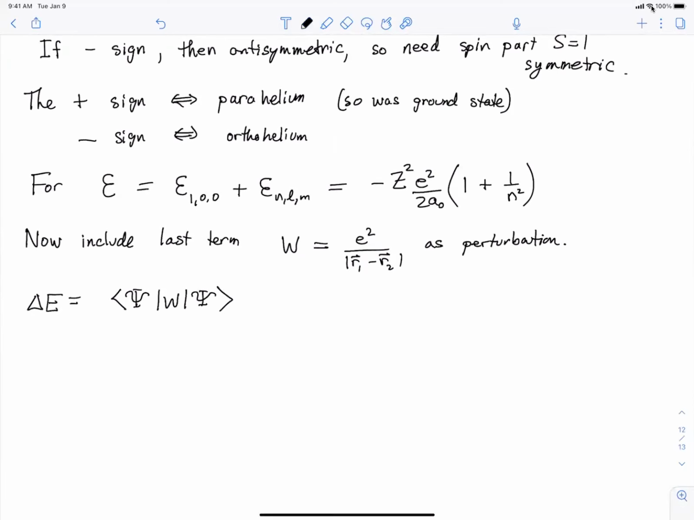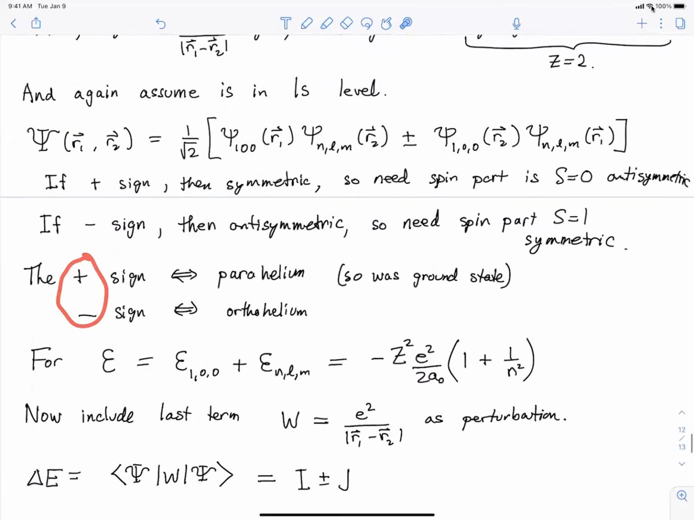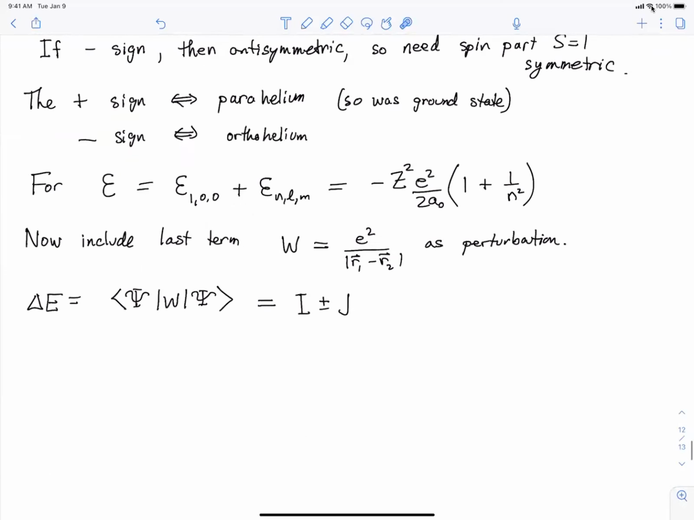And so the point is that when you calculate this, it's really got two terms to it. And I'm going to write them as I and J. And they differ by the same plus or minus sign that came in here. Because when I calculate it, what's going to happen is I'm going to get some integrals to do, and the integral will come out one way if it's positive and the other way if it's negative. Okay, so it's got that general form. And so the general form is you use the plus sign for parahelium, which means spin 0, and you use the minus sign for orthohelium, which means S equals 1.